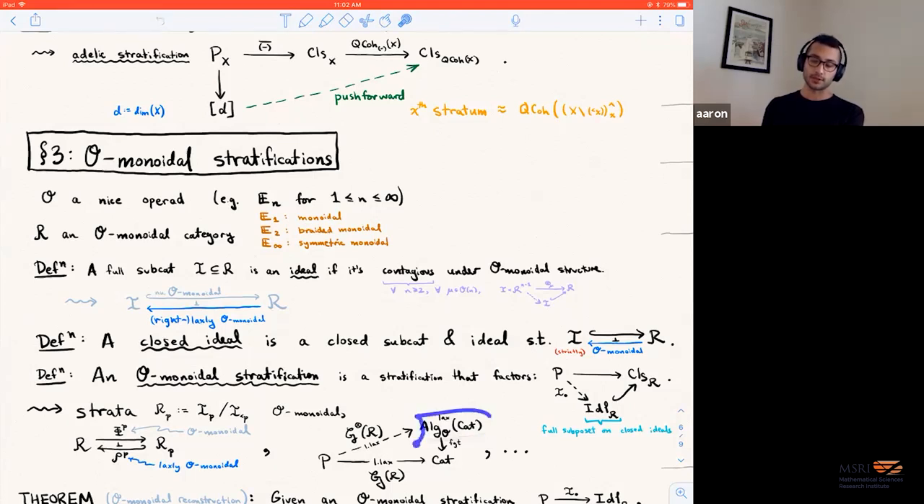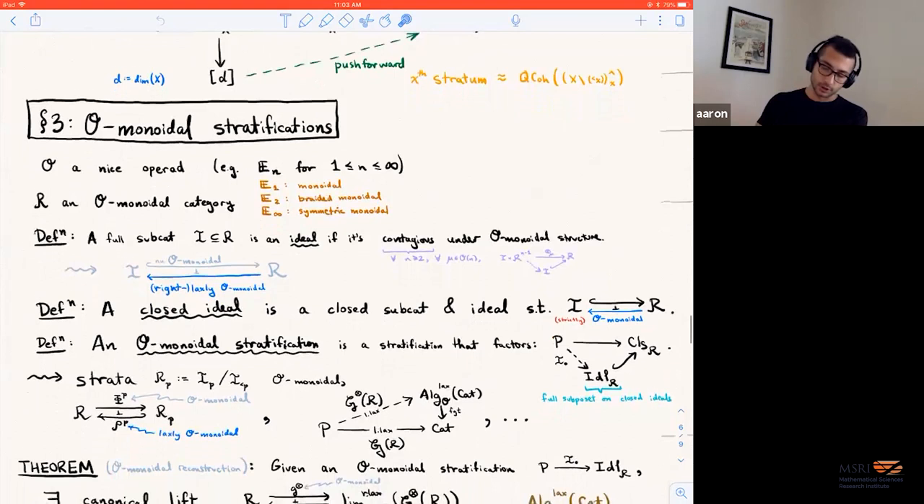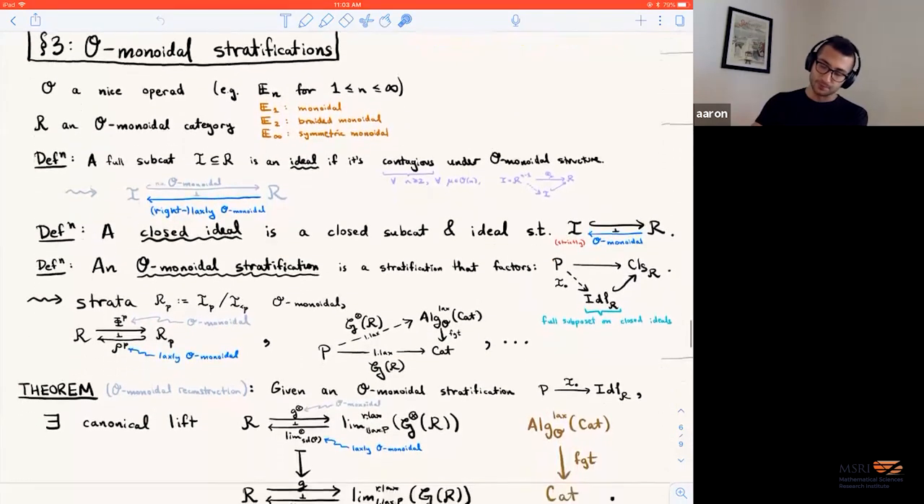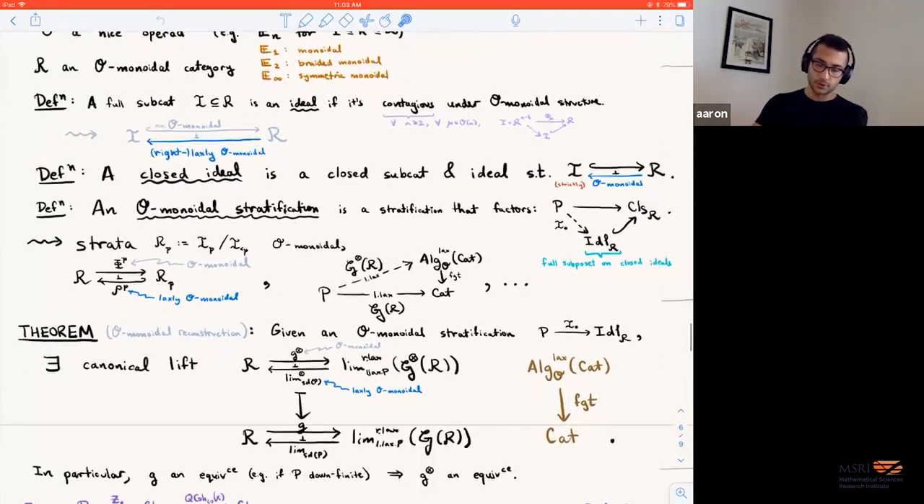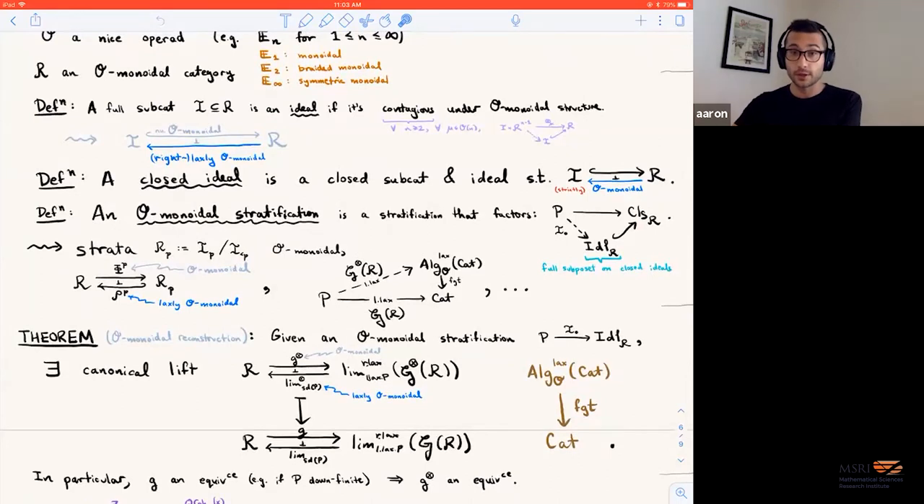And you could have guessed that that laxness would appear because the transition functors for this diagram involve the right adjoint and the left adjoint. So you compose those together. Laxly O-monoidal composed with O-monoidal gives, in general, laxly O-monoidal. And with that, here's the reconstruction theorem in this situation, which is... Question? Yeah, question?